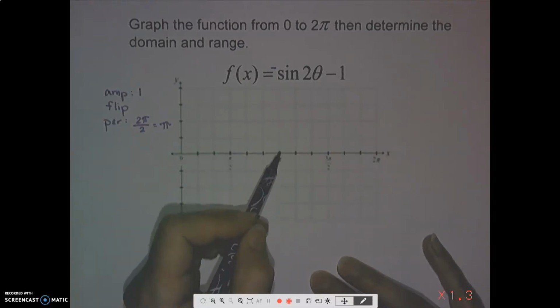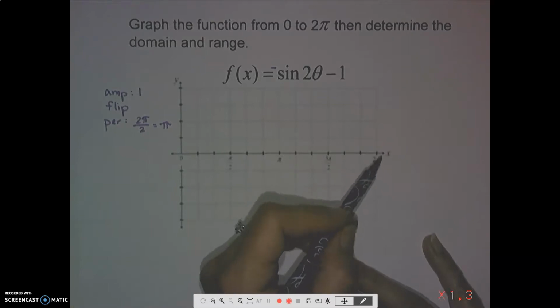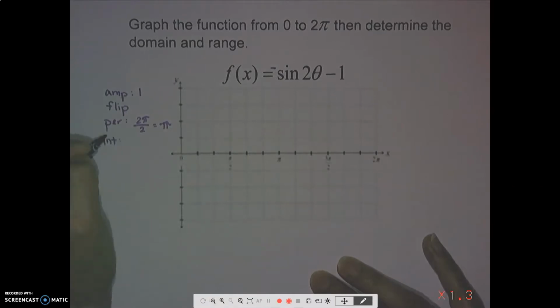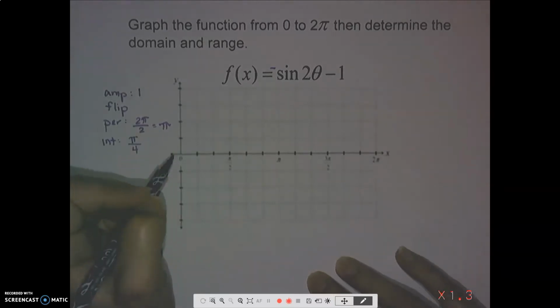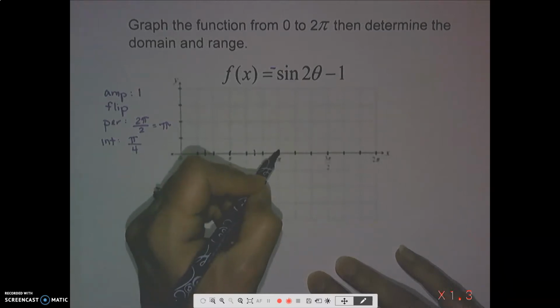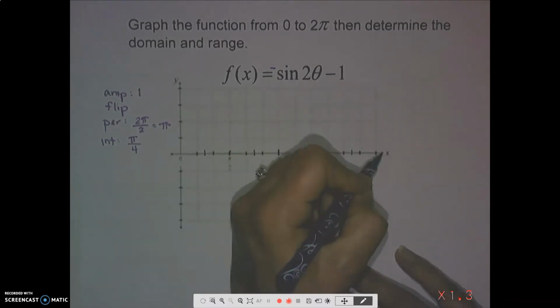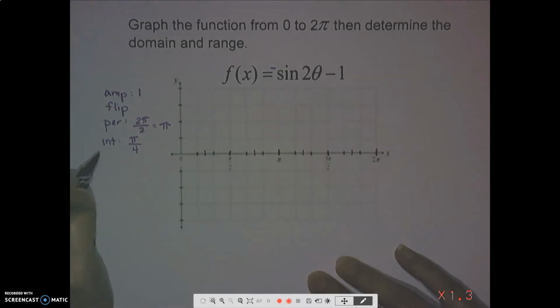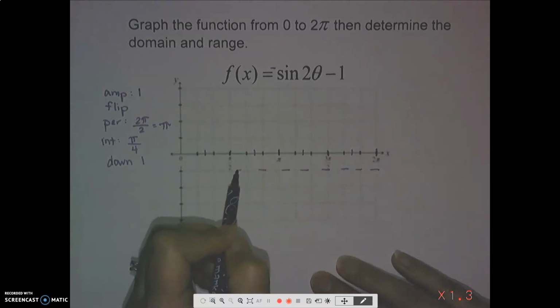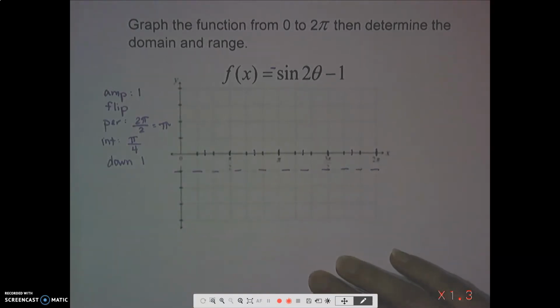That means by the time we make it here, we should be done with 1, and by the time we're here, we should be done with 2 sine curves because of this 2 there. Our intervals are going to be pi divided by 4, so that means that we're going to mark something every 1.5 spaces here. And then that minus 1 tells us that we're moving our midline down 1 space. So here, this negative 1 is now our new 0.